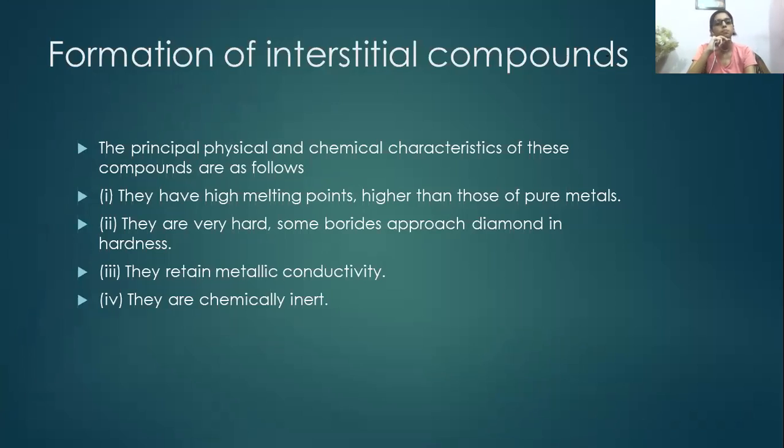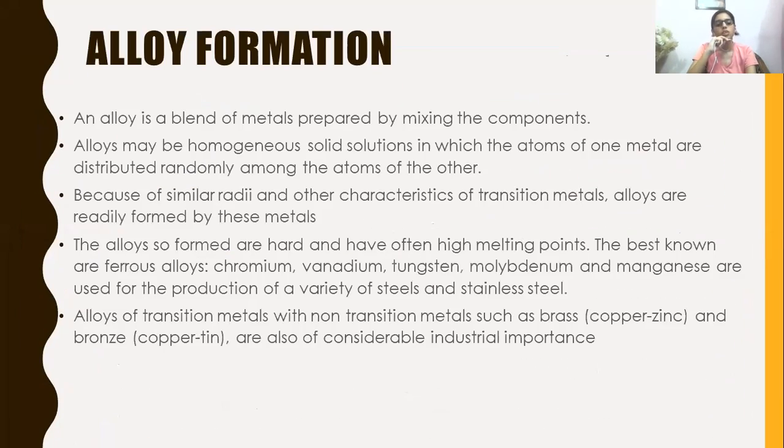Next, alloy formation. An alloy is a blend of metals prepared by mixing the components. An alloy may be a homogeneous solid solution in which the atoms of one metal are distributed randomly among the atoms of the other. Because of the similar radii and other characteristics of the transition metals, alloys are readily formed by these metals. The alloys so formed are hard and often have high melting points.